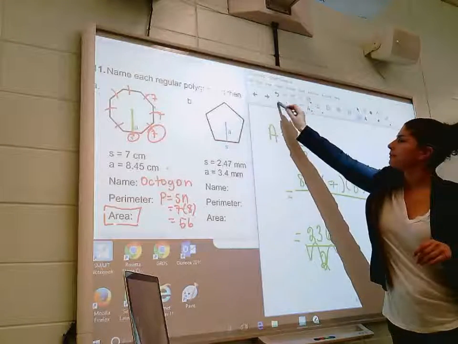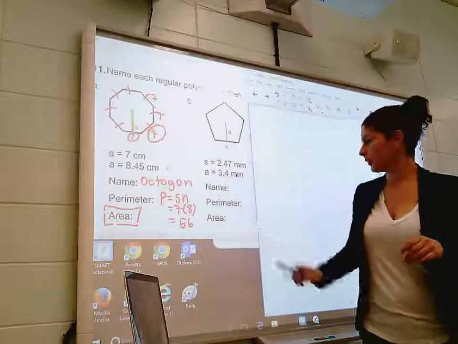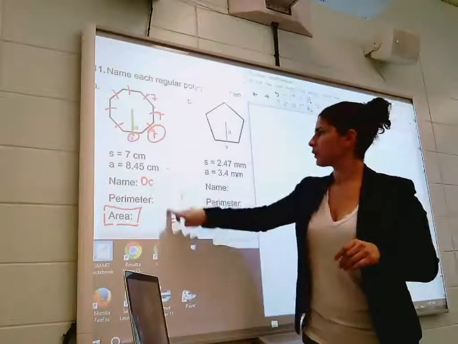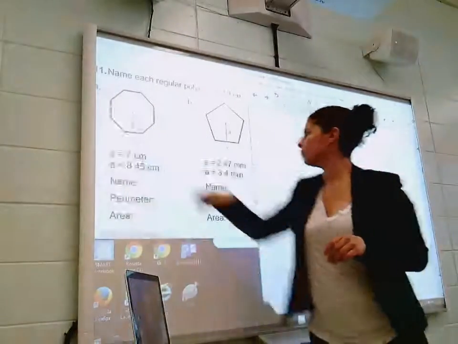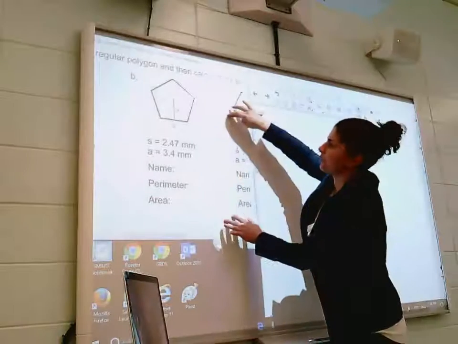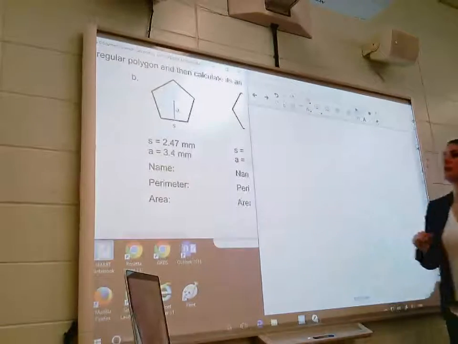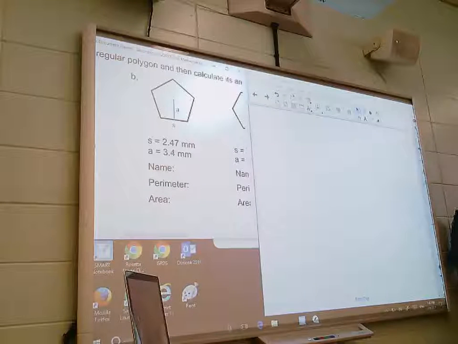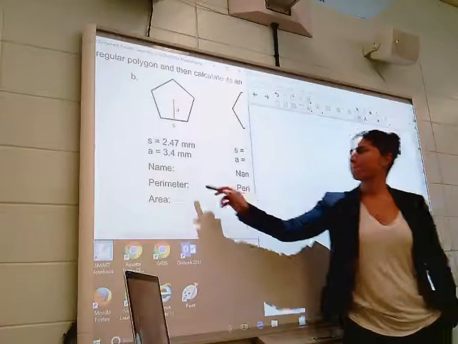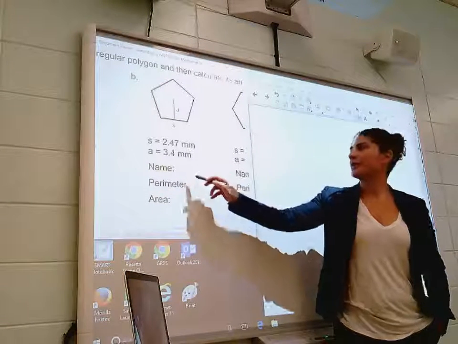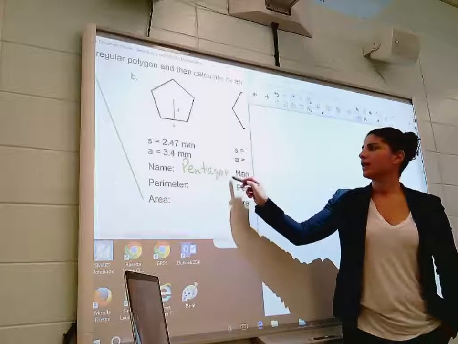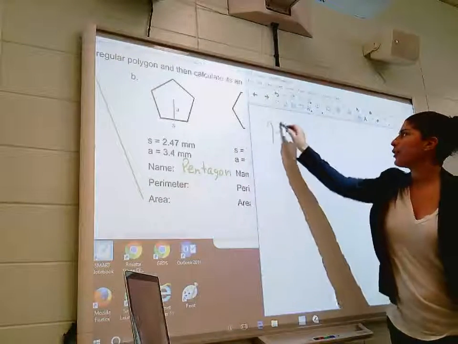Next question. Let's look here. I'm going to erase this. Everybody watching me? I'm going to move this over so that it's letter B and that we're doing letter B. My question now is, what is the name of this shape? Perfect. Pentagon.